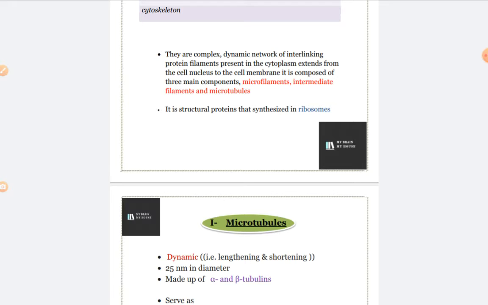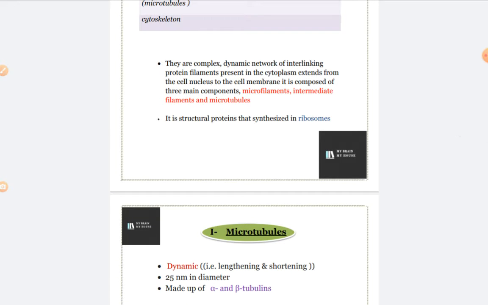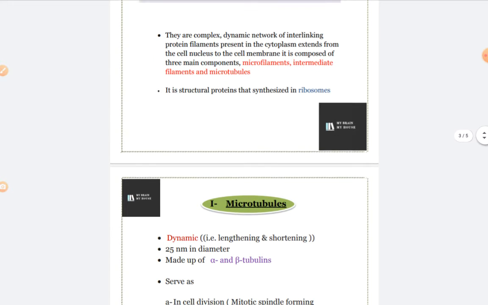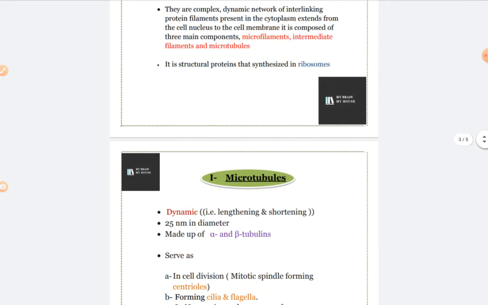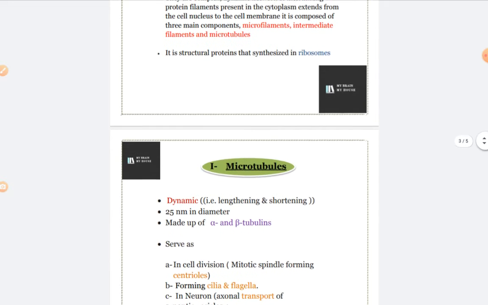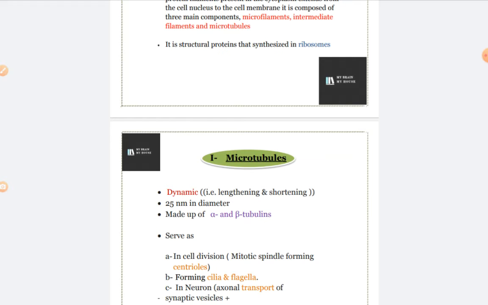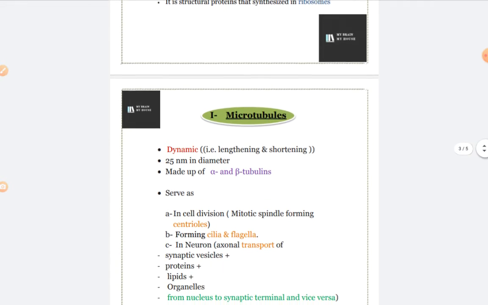Starting with the microtubules, which are dynamic, meaning lengthening and shortening according to the situation. They are 25 nanometers in diameter, made up of two proteins, alpha and beta tubulin. They serve in cell division as the mitotic spindle, in forming centrioles, in forming cilia and flagella, and in neurons for axonal transport of synaptic vesicles.